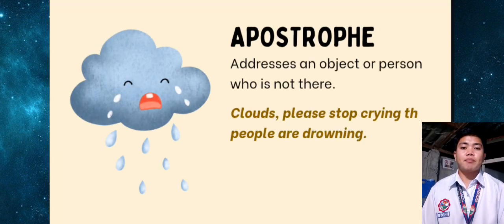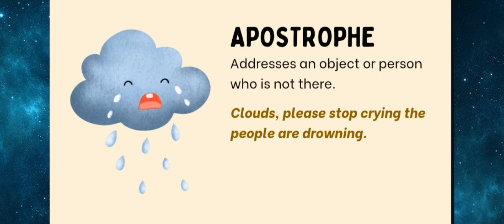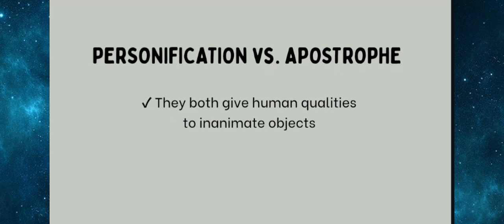The fourth one is apostrophe. Apostrophe addresses an object or person who is not there. The example here is: clouds, please stop crying. The people are drowning. So the person is talking to the clouds to stop crying. In this case, if the person is talking to an inanimate object or to a person who is not there, it is an example of apostrophe. And take note that personification and apostrophe both give human qualities to an inanimate object.